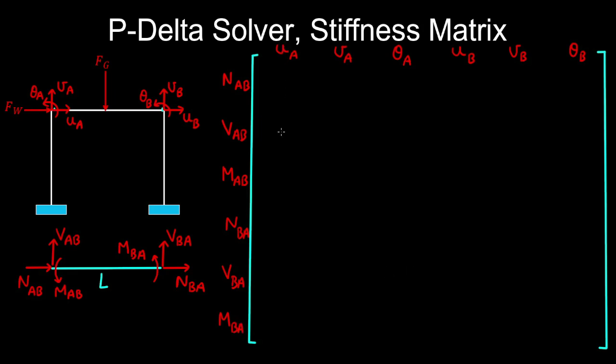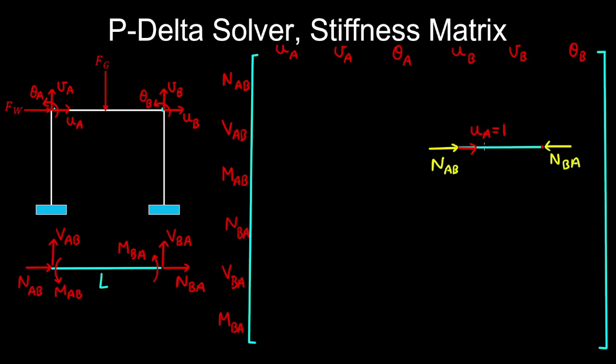So to derive the first column of our element stiffness matrix, we take our element and apply a unit displacement at node A and fix all the other displacements and rotations. So we have no lateral movement at A and no rotation at A, and B is fully fixed. So in this case, the element's going to be compressed. So we have the axial force at node A acting in this direction, and the axial force at node B acting in the opposite direction.